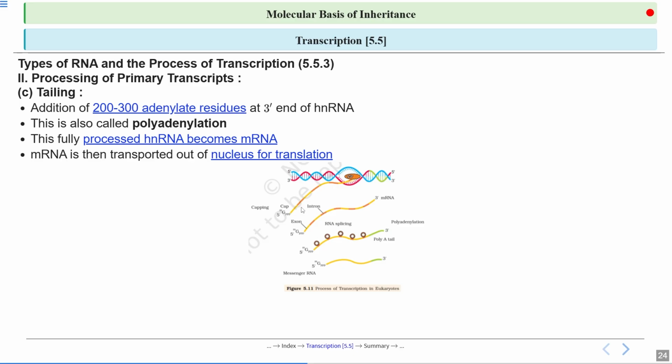So here you can see what happened. First capping happened, which means this GPP, the guanine triphosphate, went and bound to the 5' end. Then there is RNA splicing, where the intron got removed and then there is joining of exons in a particular order. And last, there is the addition of 200 to 300 adenylate residues at the 3' end, what we call polyadenylation. And after this, a mature mRNA, a messenger RNA, got formed, which is going to be transported out of the nucleus into the cytosol for translation. So this is the process which is going to happen in eukaryotes.